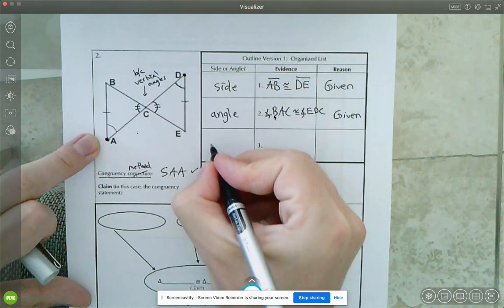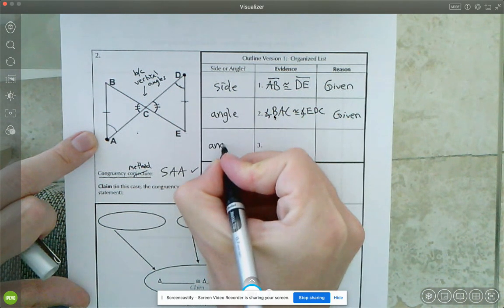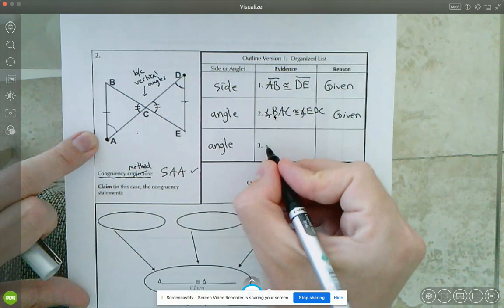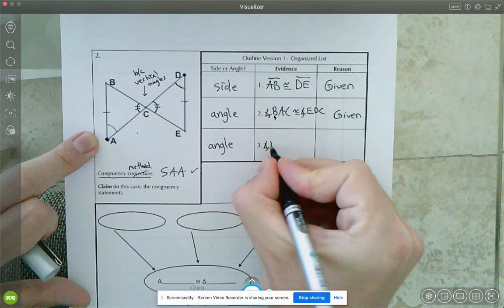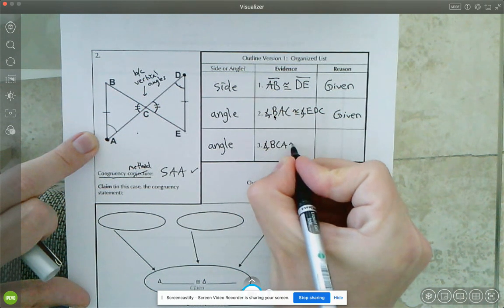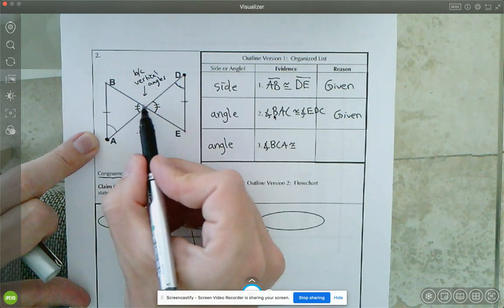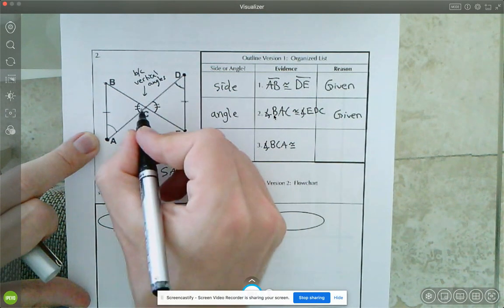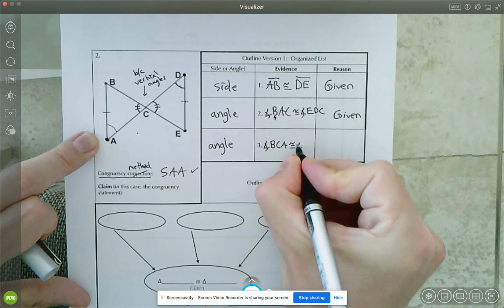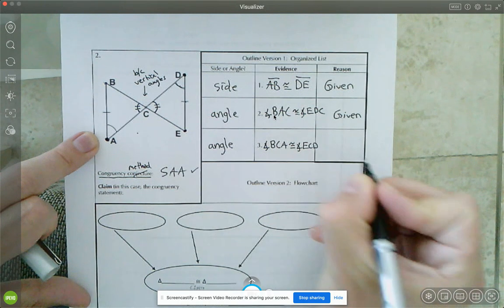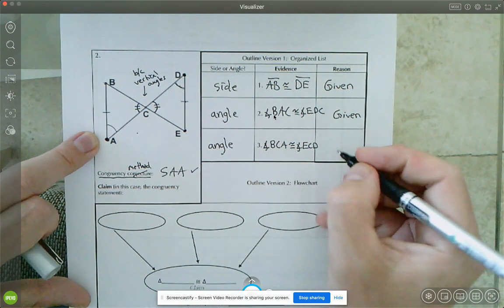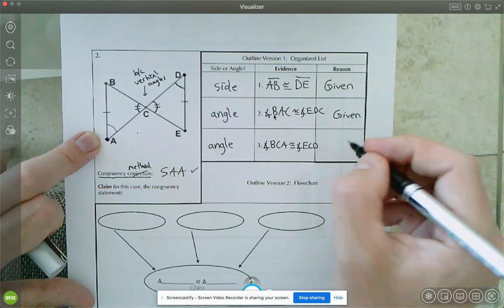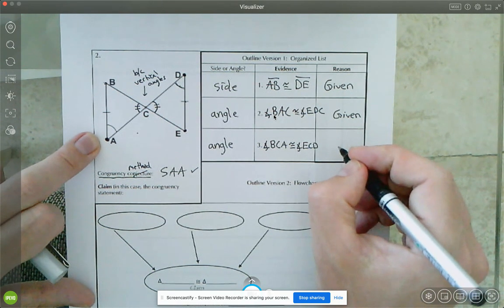But let's take this last angle right here. Our last angle. This is angle BCA. Angle BCA is congruent to, okay, BCA, corresponding point to B is E, so ECD. Angle ECD. All right, and people, this was not given. This is the big idea. This is not a given reason right here.